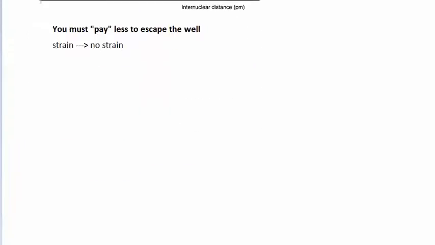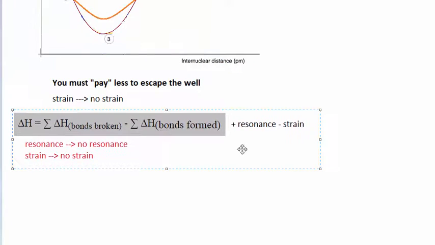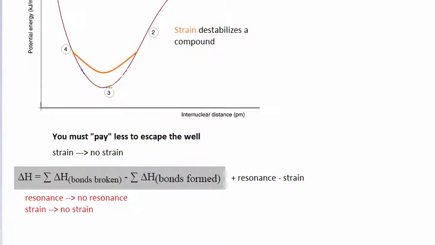Okay, so what does this mean in the context of our bond enthalpy calculations? Well, based upon the ideas we just discussed, we could add these two terms over here. We're adding resonance and we're subtracting strain. Now this might be a little strange. Let's just go back to say why we did this.